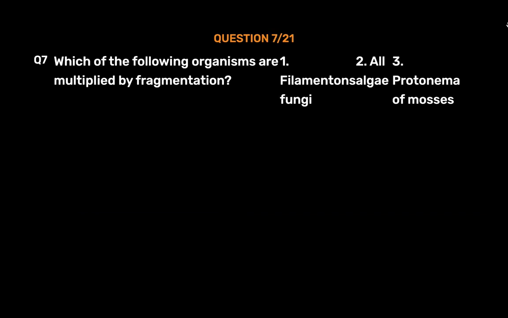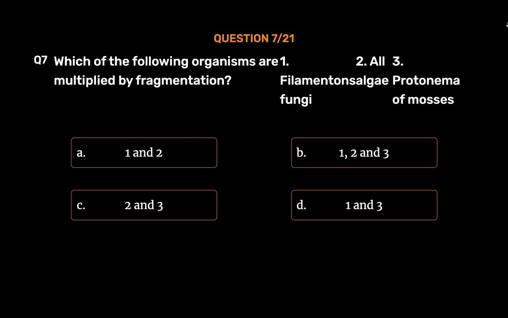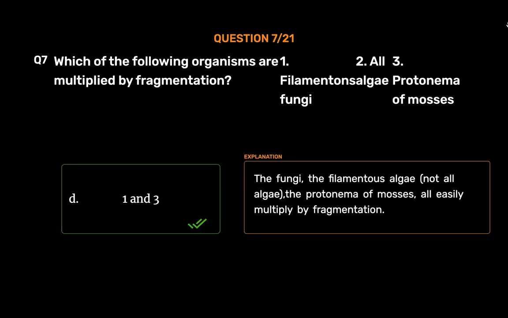Question number 7. Which of the following organisms are multiplied by fragmentation? 1. Filamentous fungi. 2. All algae. 3. Protonema of mosses. Option A. 1 and 2. Option B. 1, 2 and 3. Option C. 2 and 3. Option D. 1 and 3. The correct answer is Option D. 1 and 3. The fungi, the filamentous algae, not all algae, the protonema of mosses, all easily multiply by fragmentation.